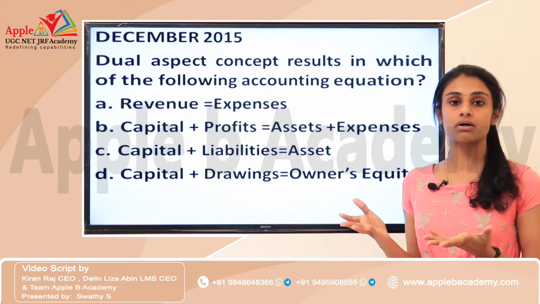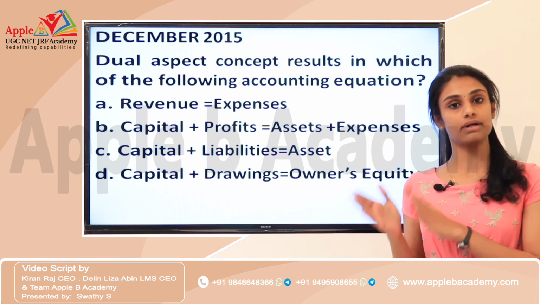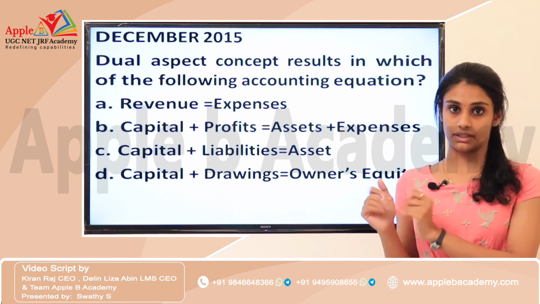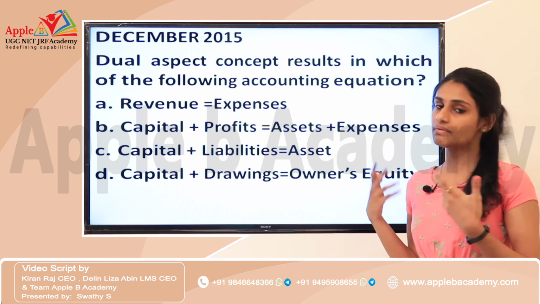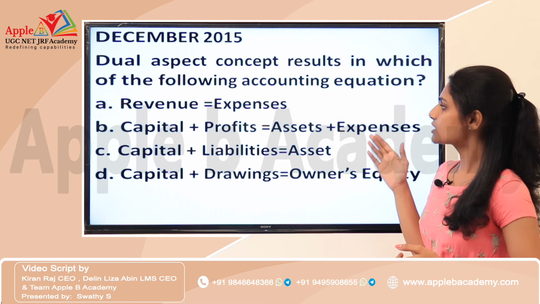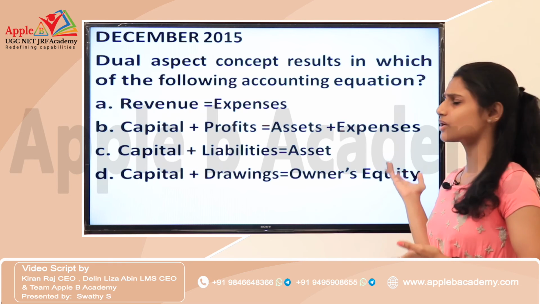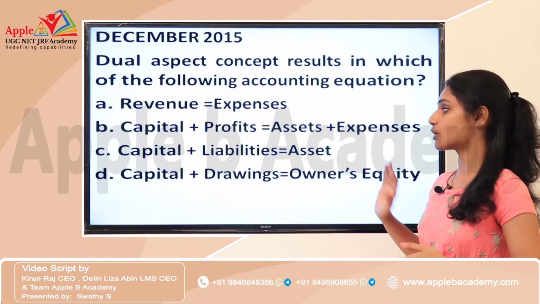We already discussed the dual aspect concept. What is this dual aspect concept? Every transaction has a dual effect, a debit and a credit effect. The first equation is revenue is equal to expense, but we were not discussing anything about revenue and expense. The next one is capital plus profit is equal to asset plus expense. That equation is meaningless.